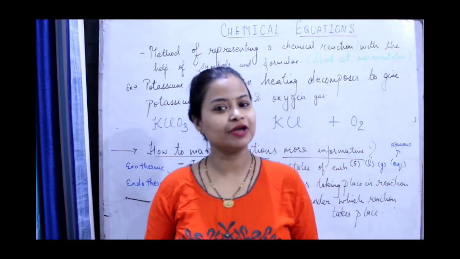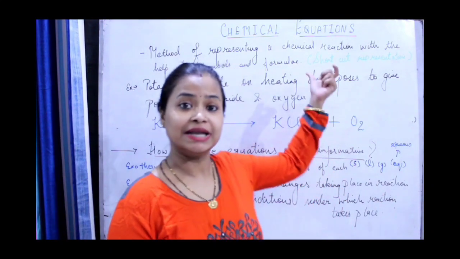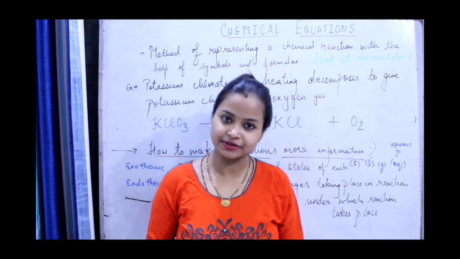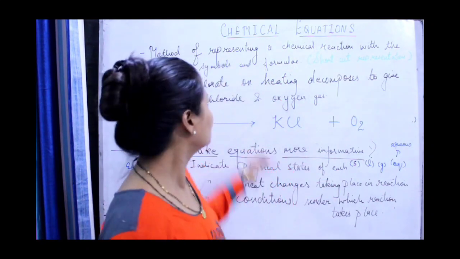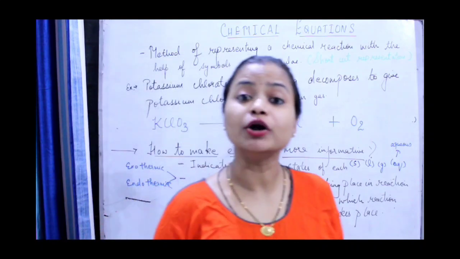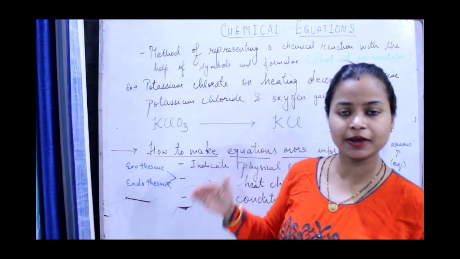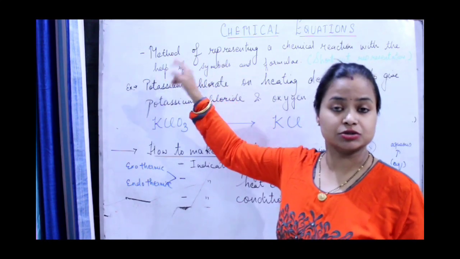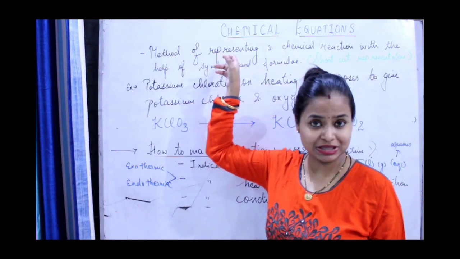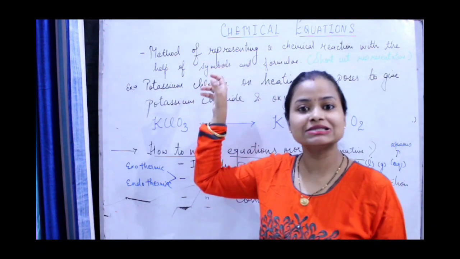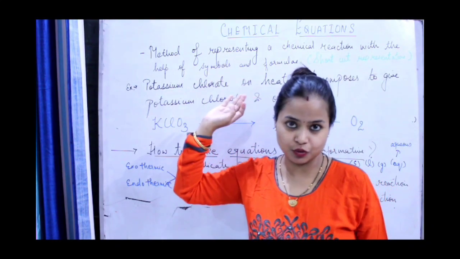Hello students, we are going to start with the next topic, chemical equations of class 10th chemistry, chapter 1. Now first of all, let us define what are chemical equations. We have seen so many chemical reactions, okay? Now chemical equation is the method of representing a chemical reaction with the help of symbols and formulas, okay?